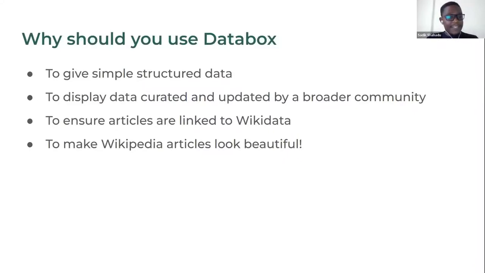The third advantage is that the Databox ensures that articles are linked to Wikidata, as I mentioned earlier. And the fourth one, it makes articles look really beautiful, as we have seen. So these are the advantages of using Databox on Wikipedia. With this session, you'll be able to learn practically how you can add data boxes on Wikipedia articles. We'll start by introducing you to how you can install that on your language wiki if you don't have it. So don't worry.